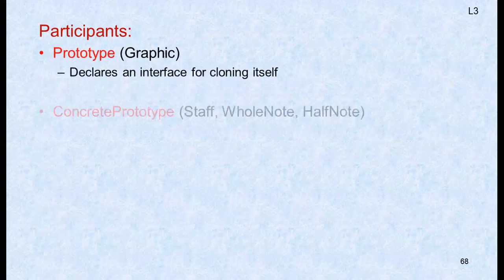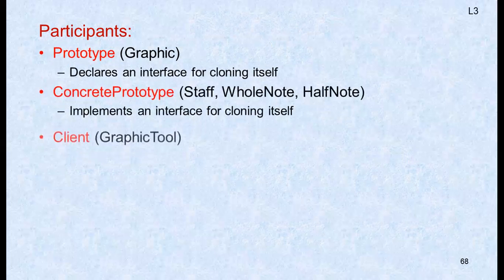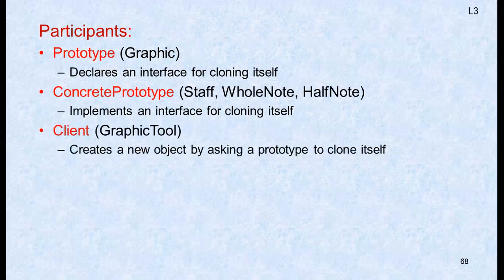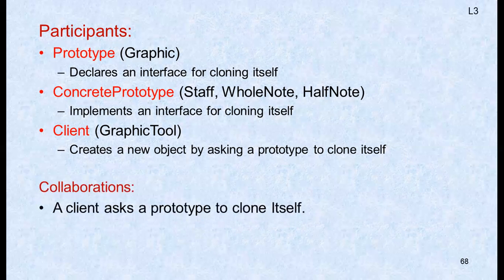Now coming to the participants. Here, prototype is the first participant, which is a graphic that declares an interface for cloning itself. Concrete prototypes are the staff, whole note and half note, which implement an operation for cloning itself. And the client is a graphical tool which is used to create a new object by asking a prototype to clone itself. And coming to the collaborations, a client asks a prototype to clone itself.